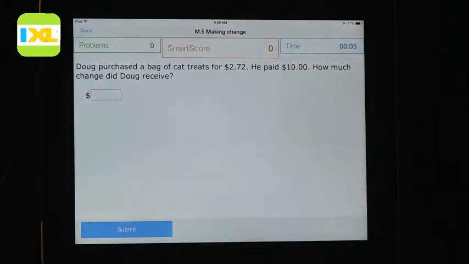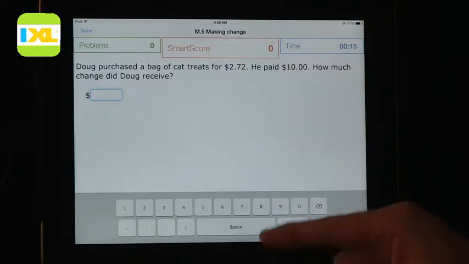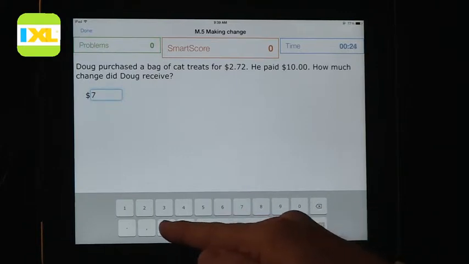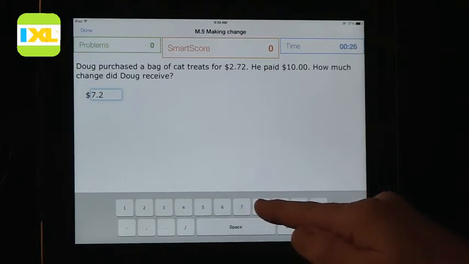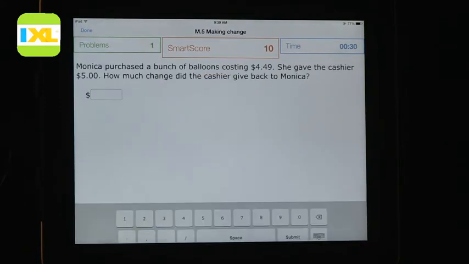What I love about that is instead of the regular keyboard, they created a math-only keyboard that is much smaller and therefore much more manageable to find what you want, and you don't have to navigate and all of that. So you can see Doug purchased a bag of cat treats for $2.72. He paid $10. How much would he get back? And it's $7.28. And we submit. You get a ding.